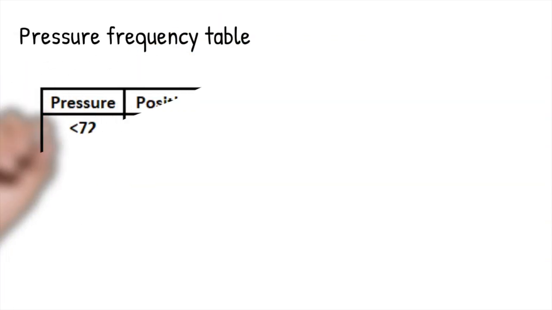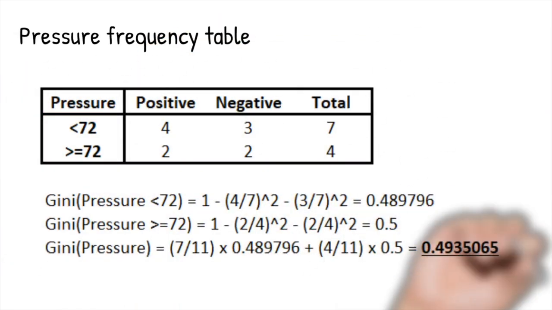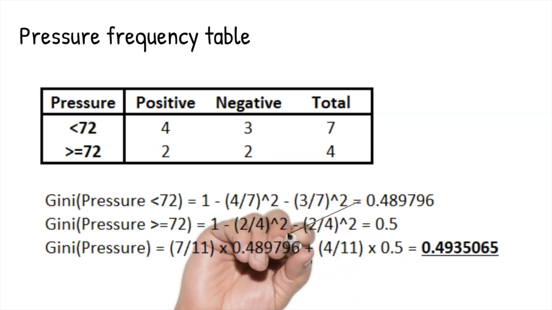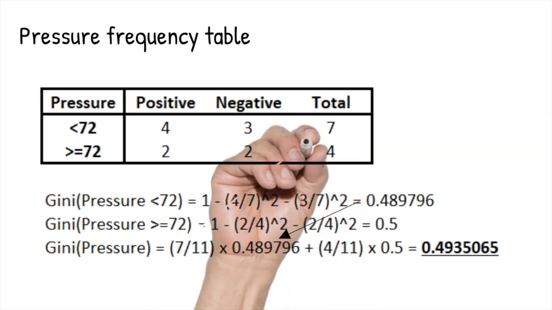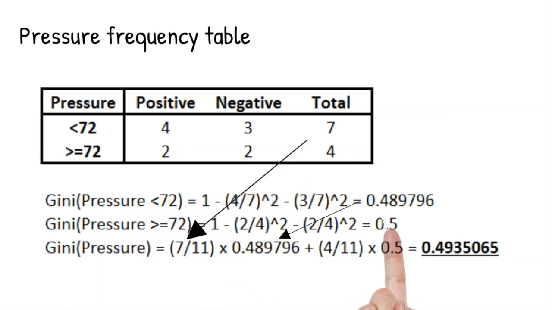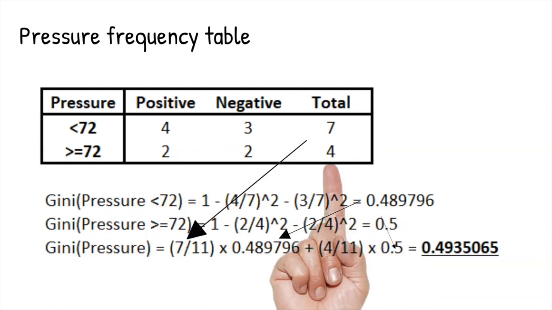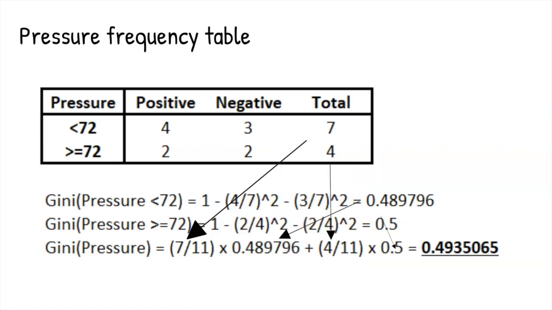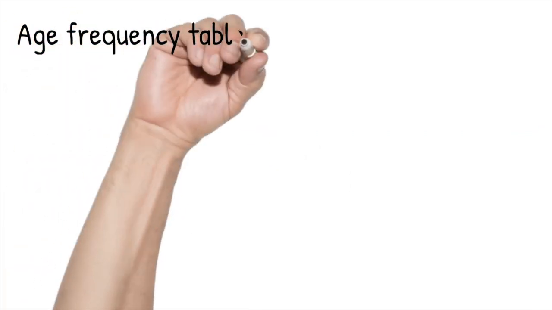For the combined weighted average Gini index for pressure, we have 7 divided by 11. We have 7 people that have pressure less than 72, and 11 people in total, times 0.489796, plus the other group, 4 divided by 11, because we have 4 people with pressure greater or equal to 72, times 0.5, because that's the index for Gini pressure greater than 72. And the overall index is 0.493565.